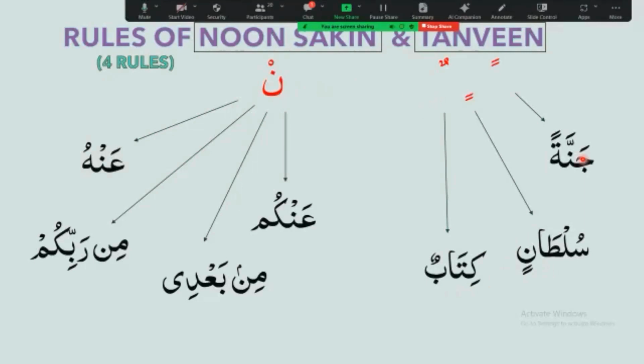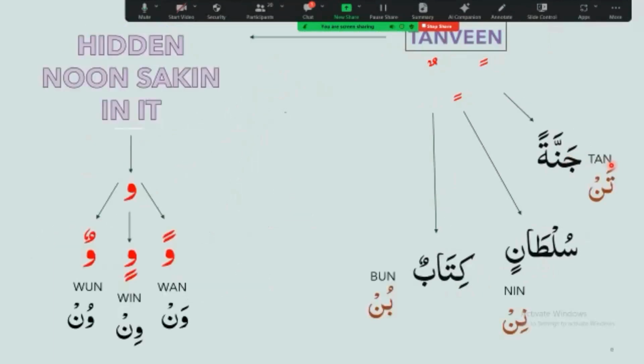So in tanween, what happens is, interestingly, this tanween has a noon sakin hidden in it. These three symbols I'm talking about have a noon sakin hidden in them. What was noon sakin? This was noon with sakin on it. So how is this noon sakin hidden in it?